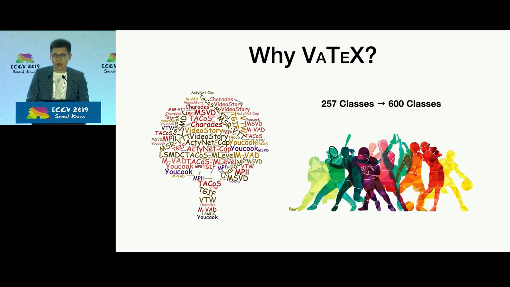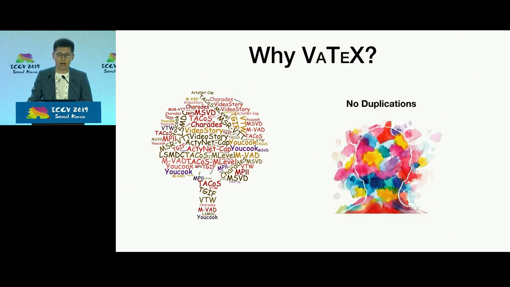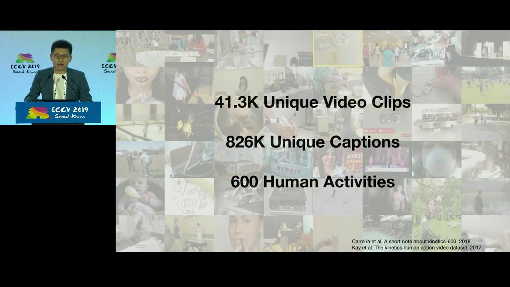In addition, VaTeX has a larger variety of video content covering 600 activity classes. Furthermore, VaTeX is the largest dataset so far in terms of video captions. More importantly, we have conducted strict quality control when collecting the data. Unlike other datasets that may suffer from the caption duplication issue, our VaTeX dataset has no duplications at all, in that each caption is unique in this whole dataset. To conclude, our VaTeX dataset has around 41 thousand unique video clips and 800,000 unique captions in both English and Chinese, which covers 600 human activities. The videos are sourced from the Kinetics dataset.